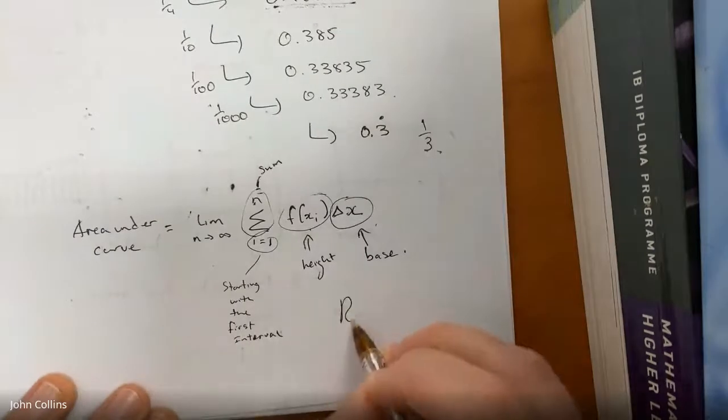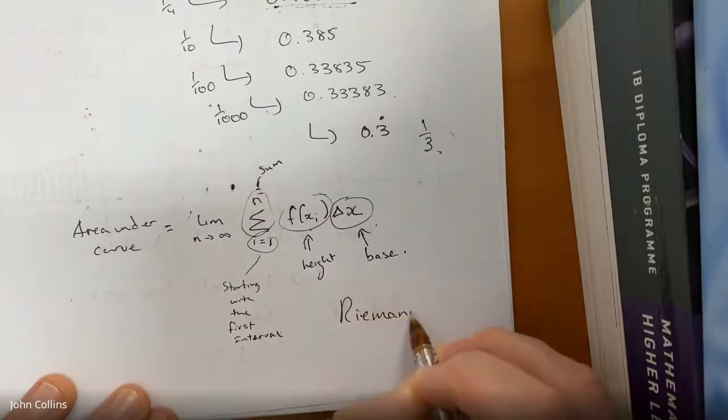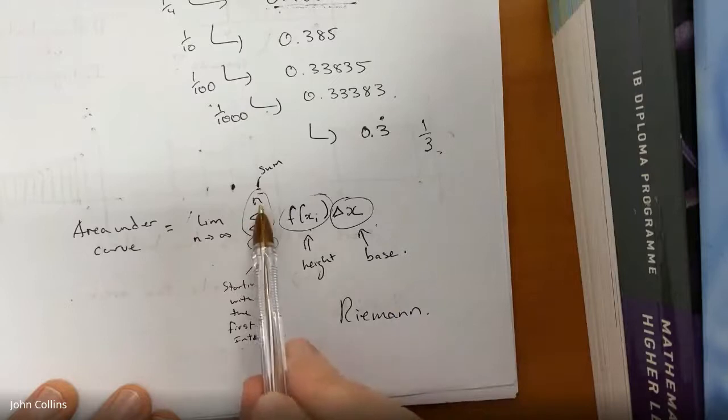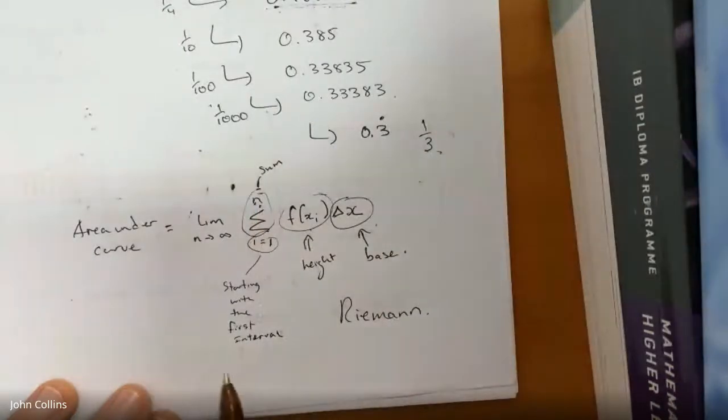A dude called Riemann came up with this. So it just means add up all the rectangles you've drawn. If you've only drawn 4, you add 4. If you've drawn infinite, which you won't have done, you add up the infinity of them. Or 1,000 if you did 1,000.